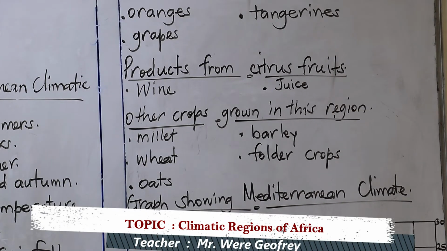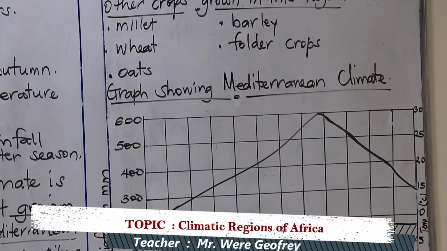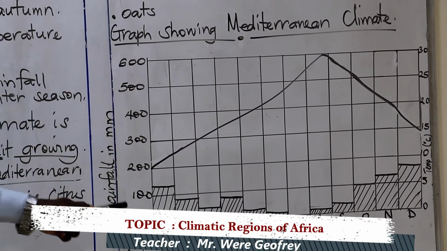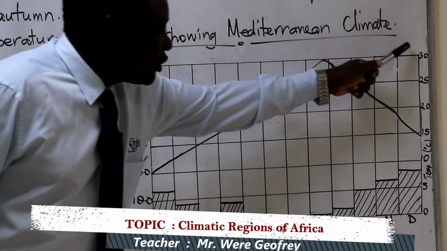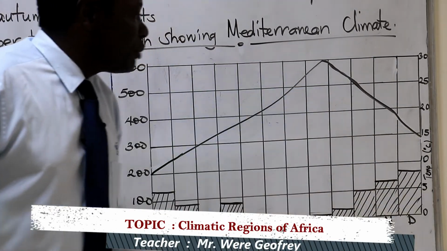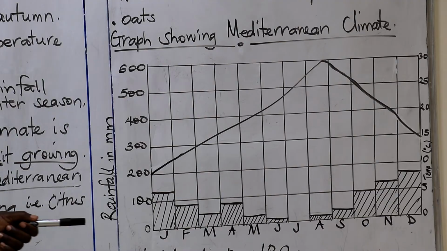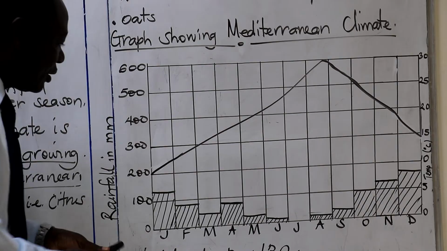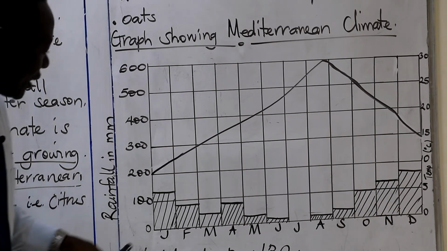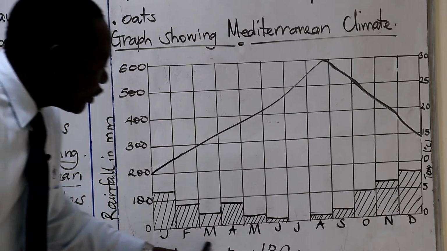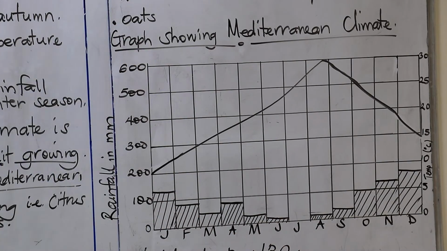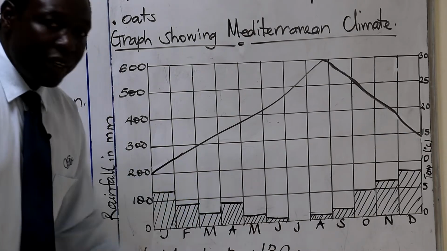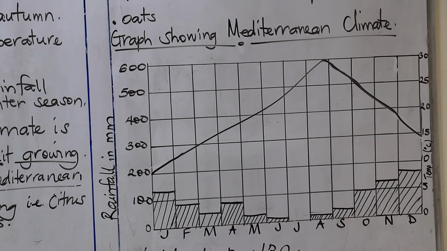Now, below we have the graph showing the Mediterranean climate. This side shows rainfall. This side shows the temperature. Temperature is measured in degrees Celsius. Below, we have the months of the year from January to December. Little rainfall. It has even a dry spell in July.